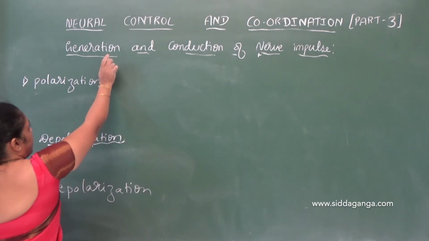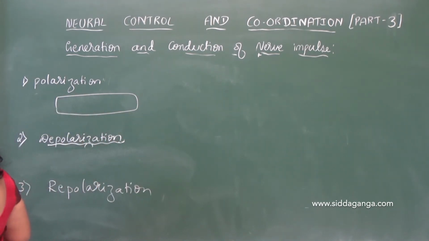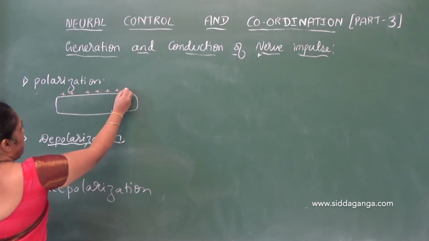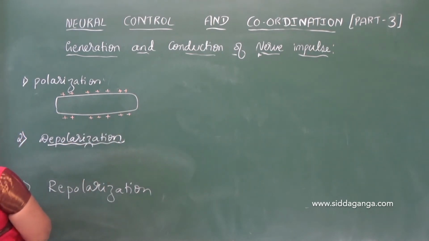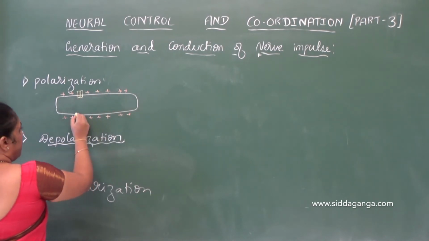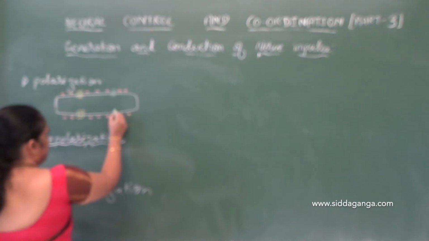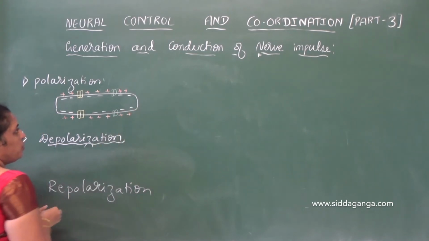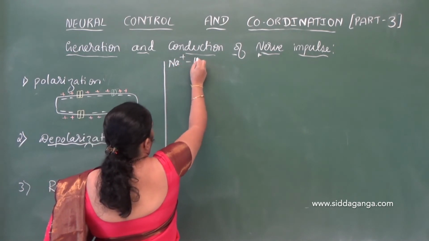So in the polarized state, what happens? We see that outer positive charge, this will be sodium voltage gated channels, this will be potassium voltage gated channels, and inner we see negative charge. Sodium, potassium.